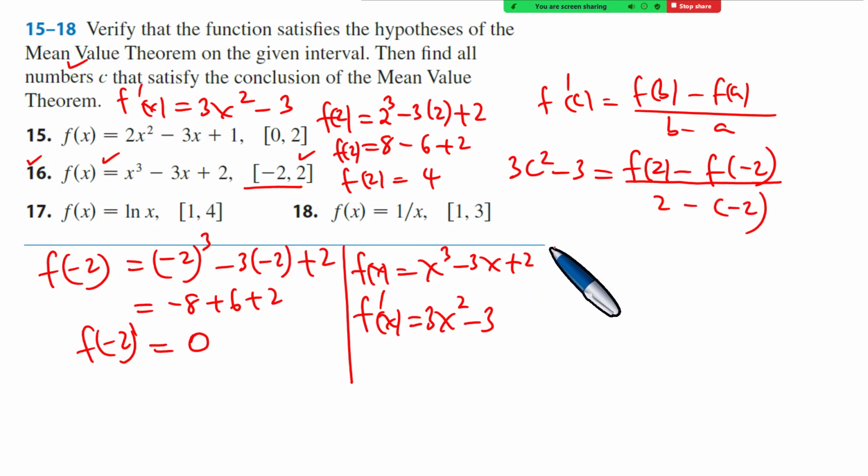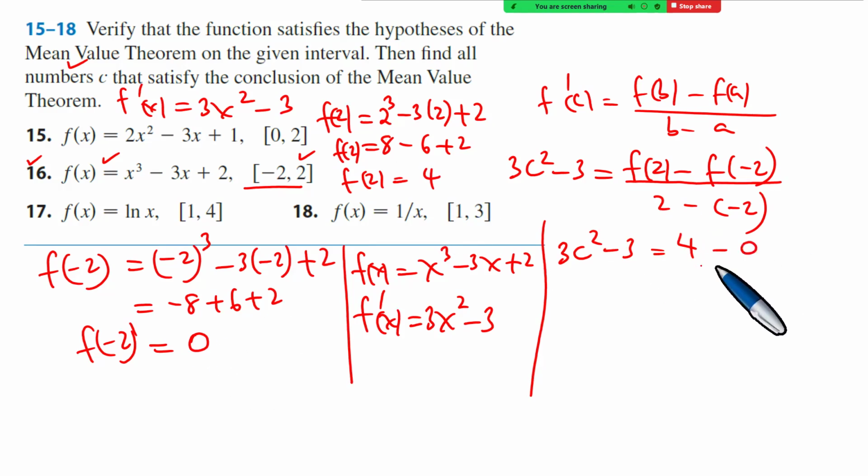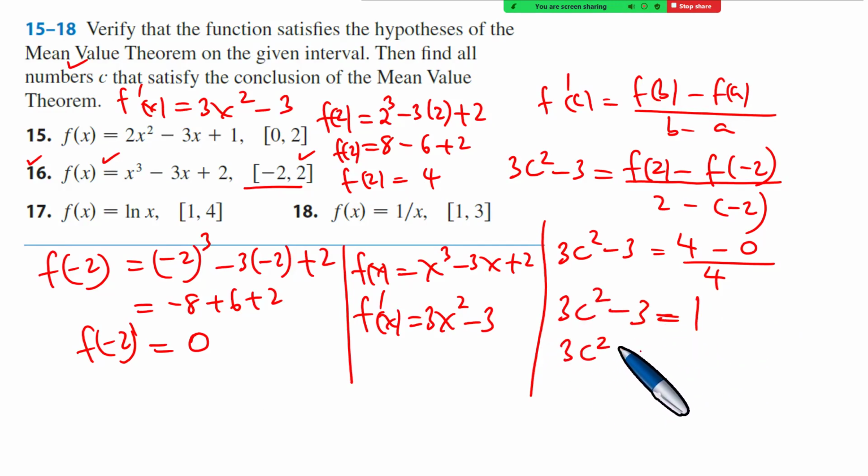And what are we able to achieve here? This is 3c squared minus 3 equals, what is f of 2? f of 2 equals 4, minus f of minus 2, which is 0. We divide by 2 plus 2, giving us a 4. And this is 3c squared minus 3 equals 1. Okay, we're good. 3c squared equals, now we have the number 1, we transpose the 3, making it positive, giving us exactly 4. At this point, we divide both sides, getting c squared equals 4 over 3.